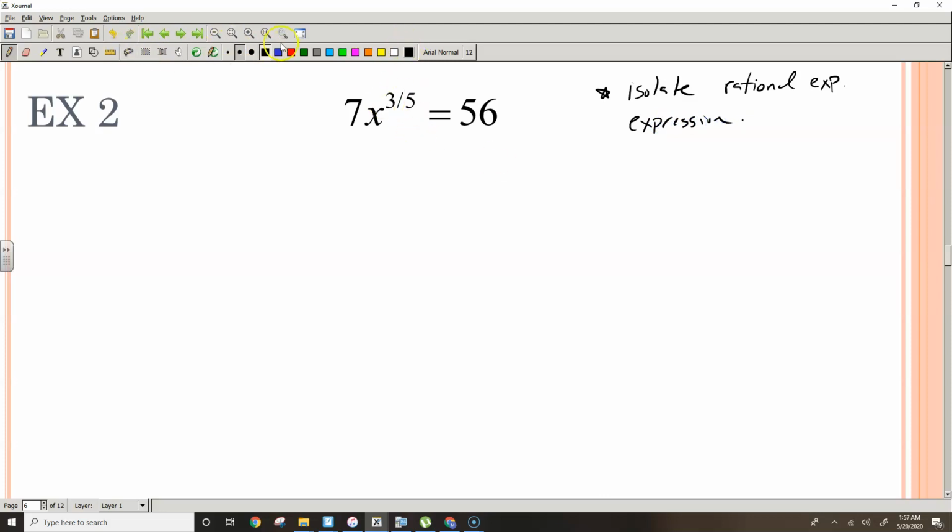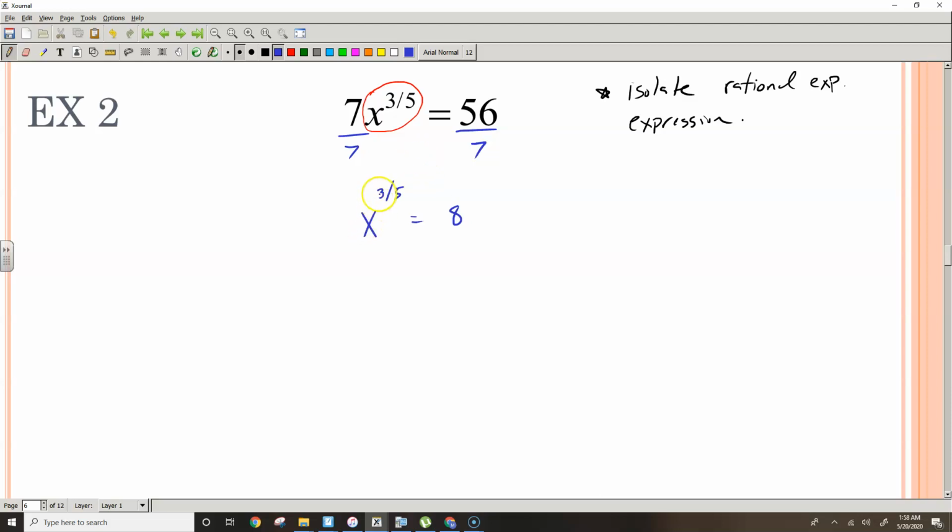So same type of thing. I'm just trying to get whatever is being raised to this value by itself. So I'm just trying to get x raised to the 3/5 by itself. To prep this, I'm going to divide by 7 because 7's not being raised to the 3/5, only x's. So I divide by 7. I get x raised to the 3/5 equals 8. And now I want to get that by itself.